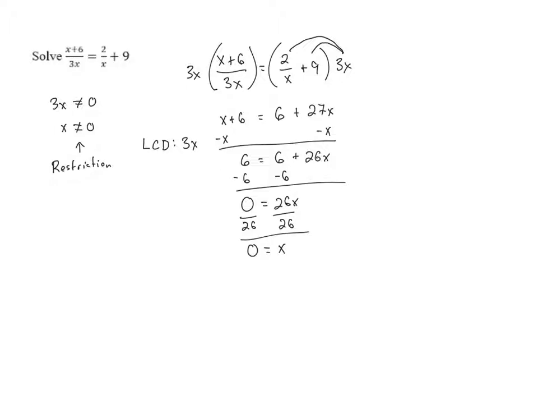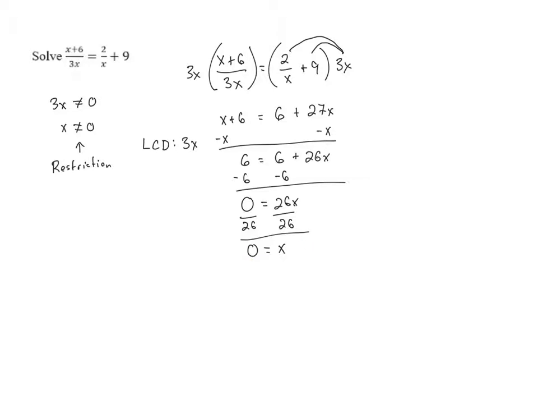However, if we go up to our restriction, we know that x is not allowed to be 0. Remember, the reason x can't be 0 is because if x was 0, then we would have zeros in the denominator. And we can't do 2 divided by 0. It's undefined. So x equals 0 is not an actual solution.